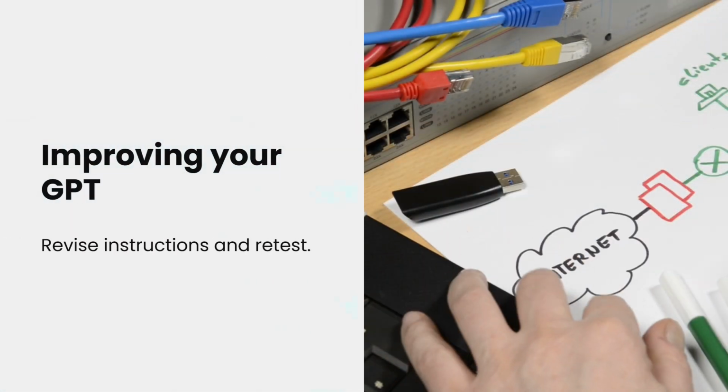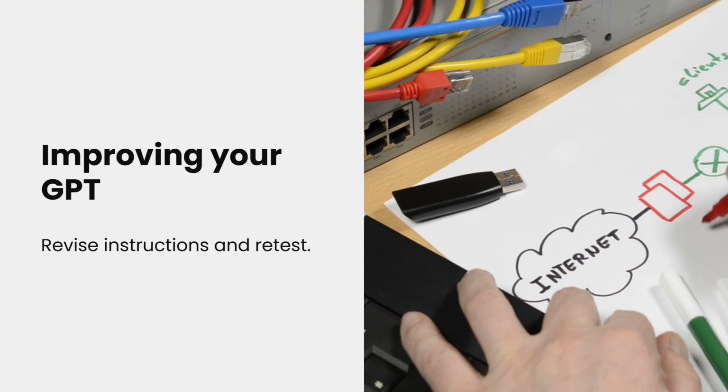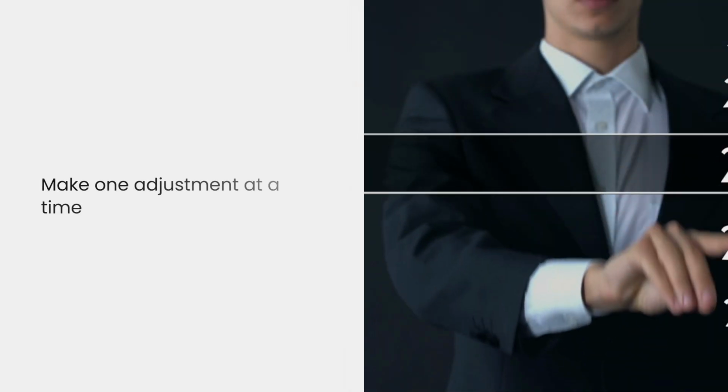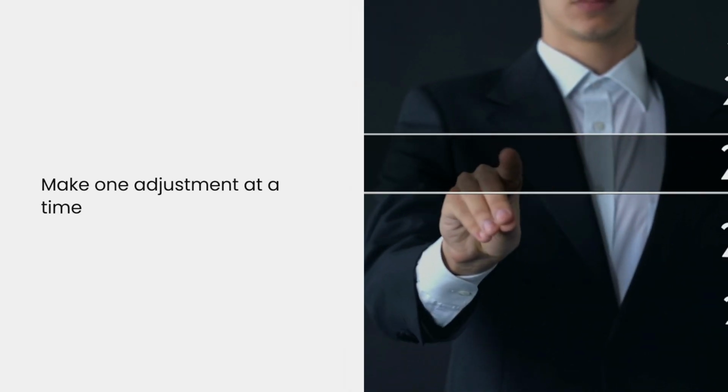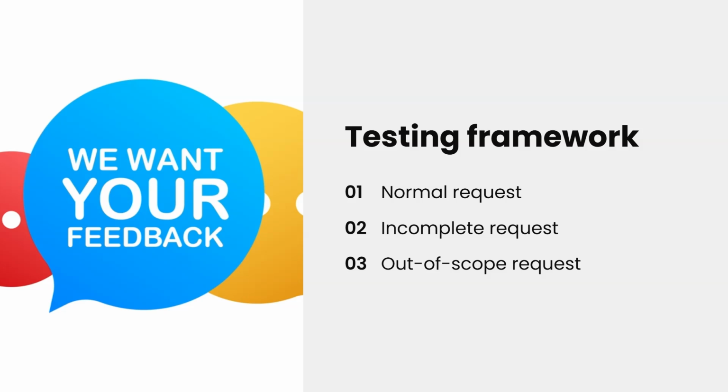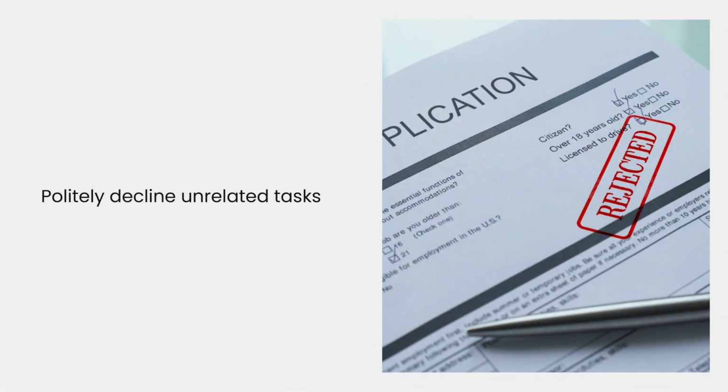Improvement is iterative. Suppose the response was too long. Revise instructions, for example: keep the email below 150 words unless requested otherwise. Retest. Compare and observe the change. Make one adjustment at a time to clearly track improvements. A practical testing routine includes 3 prompts: a normal request, an incomplete request, and one outside the GPT's scope. The Clear Email Assistant should politely decline or redirect tasks unrelated to email writing.